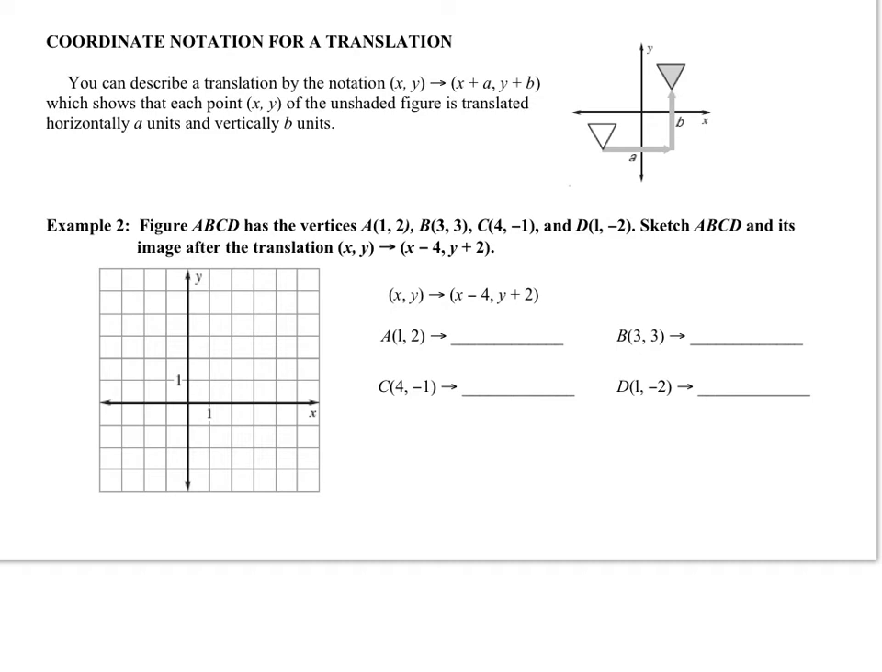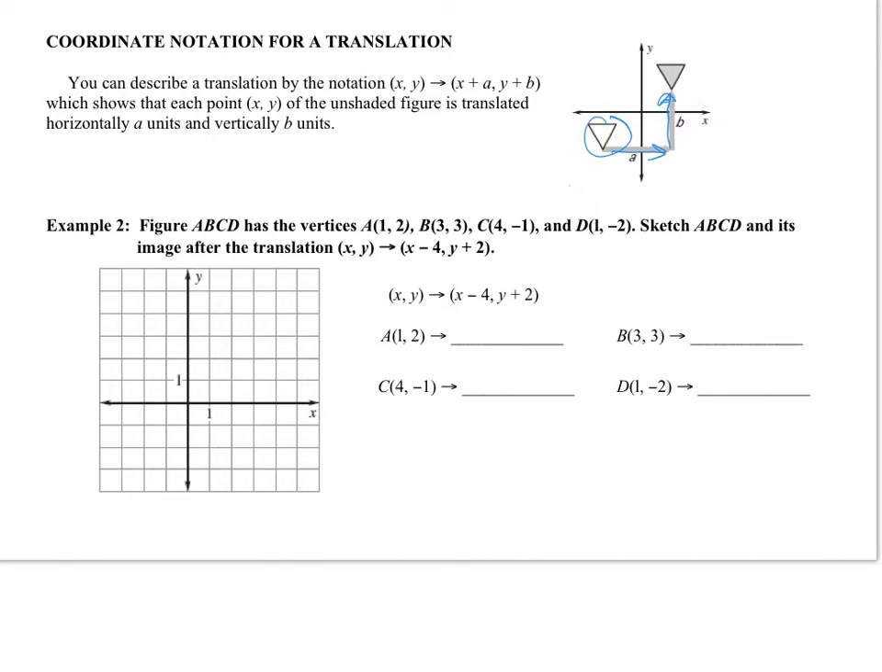Okay, so the coordinate notation for translation: you can describe a translation by the notation (x, y) to (x + a, y + b). This shows that each point (x, y) of the unshaded figure is translated horizontally a units and vertically b units. I mentioned this a little bit in 4-3, and this is just a more detailed explanation.